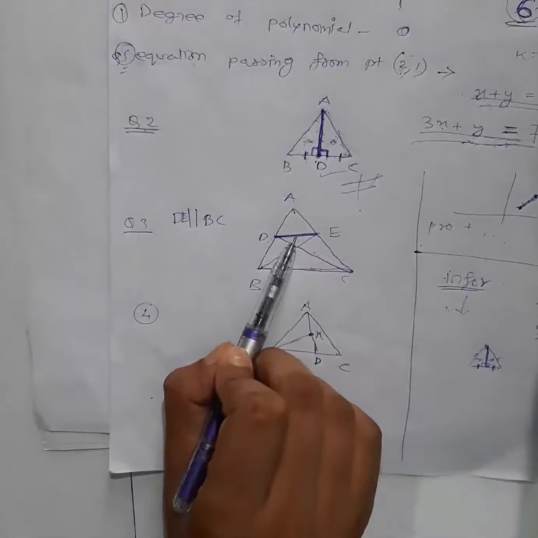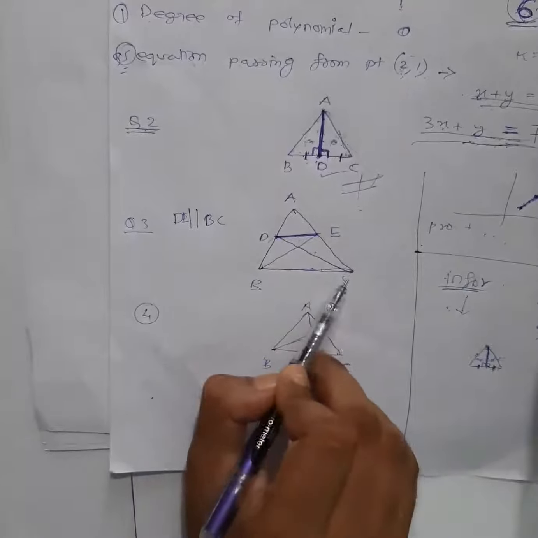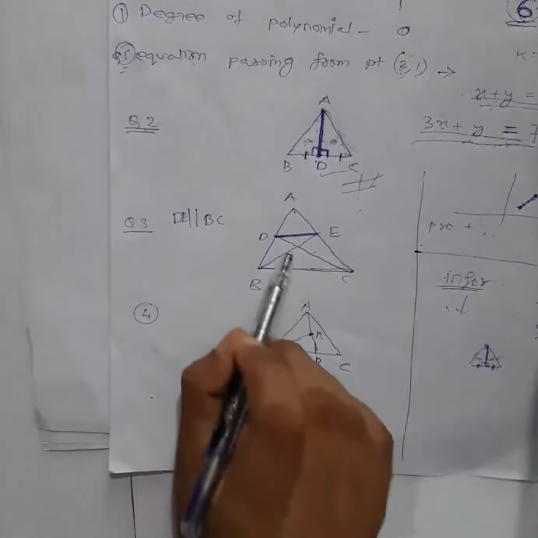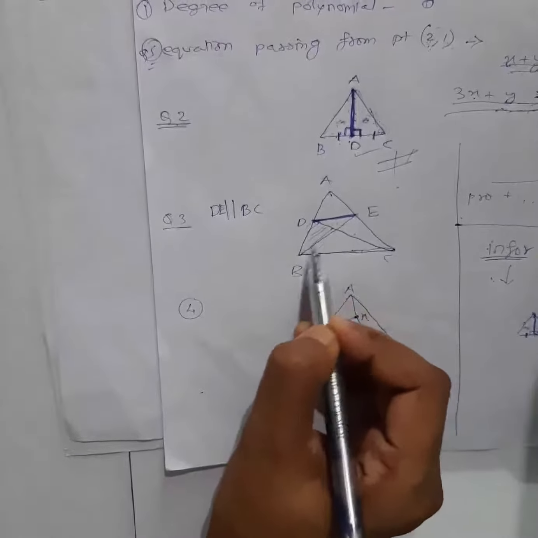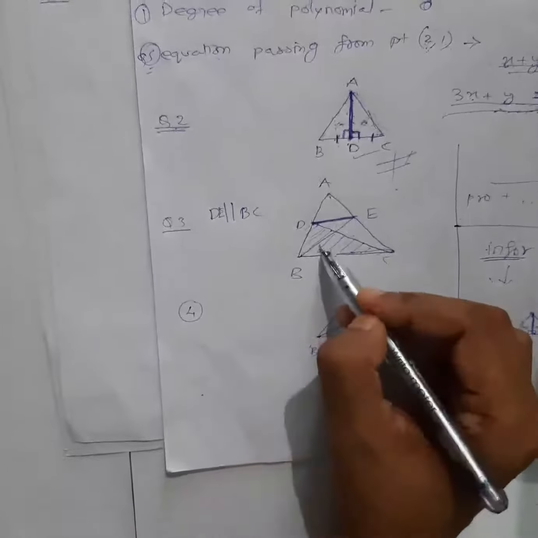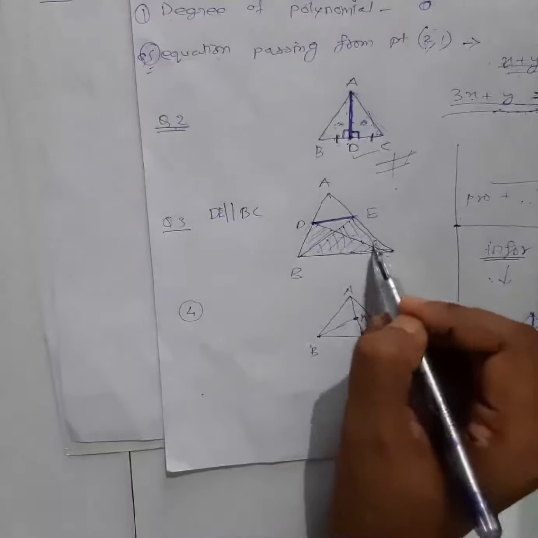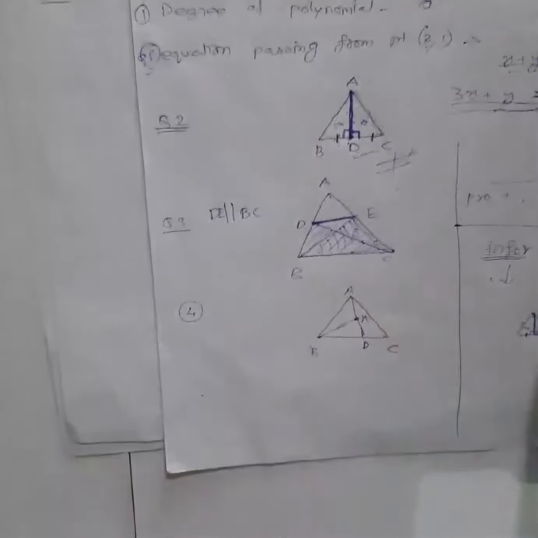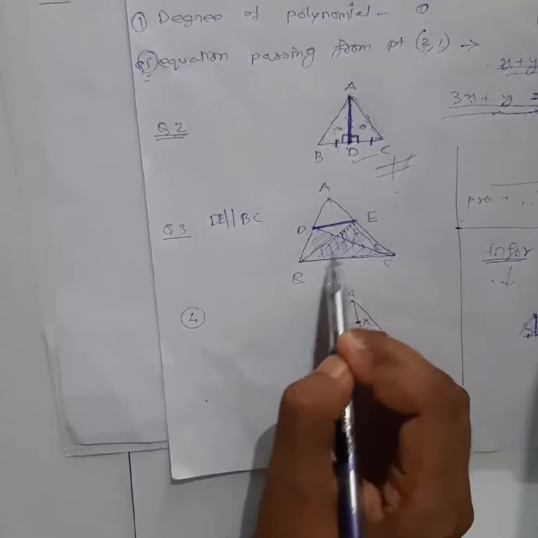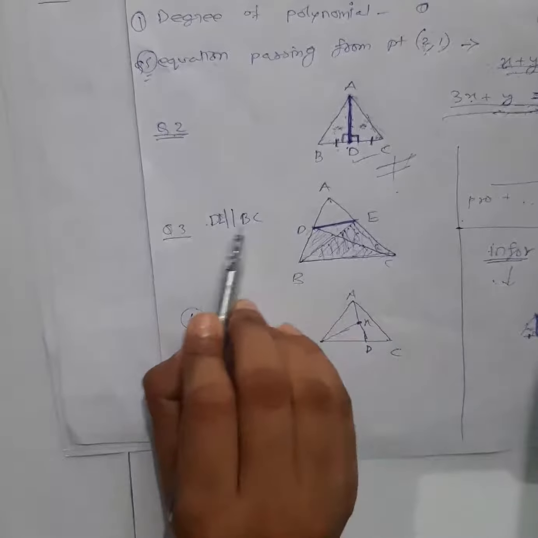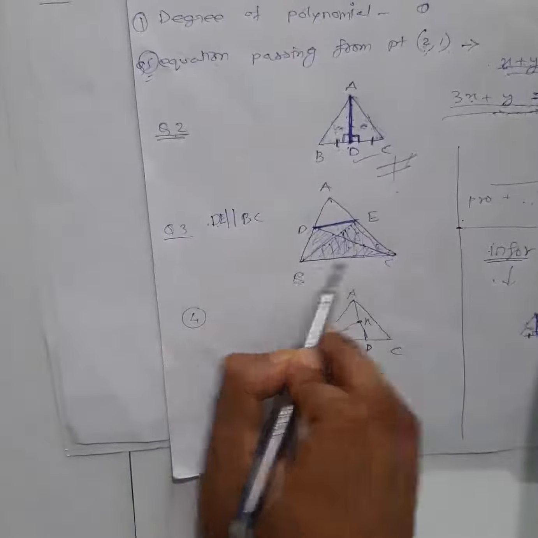So see the question properly. You were about to show that DE is parallel to BC. In this case, the information given is that the area of this triangle and this triangle are equal. So this information only was given in your question, and with the help of that you have to show DE parallel to BC.